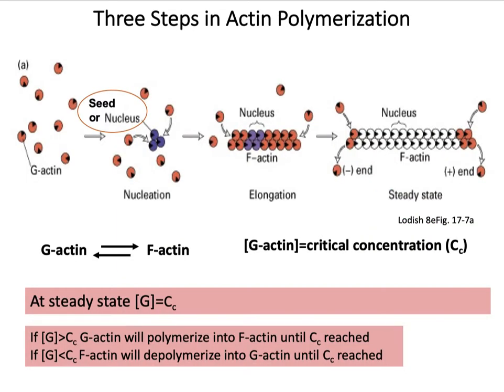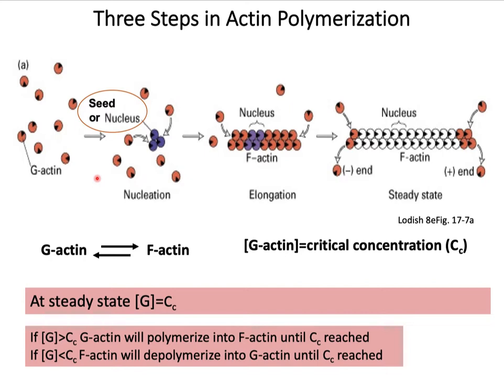To understand the difference between the two ends, we have to first look at actin polymerization in general. Actin polymerization takes place in three steps. The first step is known as nucleation. In the first step, which is the rate-limiting step, or the slowest step, you have a group of G-actin monomers and a few of them will come together to form a trimer. Sometimes it is also known as a seed or a nucleus, and this step is known as nucleation. Once this happens, polymerization will occur much more rapidly.